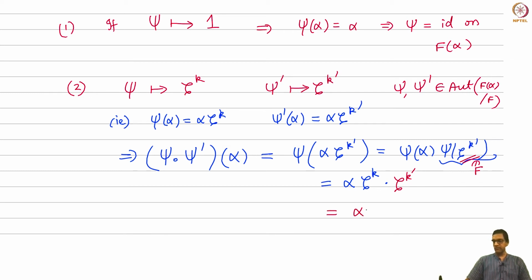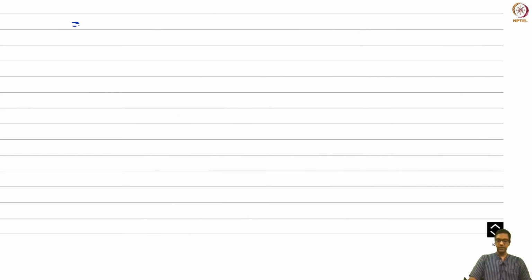So the final answer therefore is alpha zeta power k plus k prime, which means that psi composed with psi prime is going to be mapped to zeta power k plus k prime. Okay, which means it's a group homomorphism, because that's the group law on the right hand side. So we have managed to prove both parts, that it's an injective group homomorphism, which means that the Galois group is isomorphic.